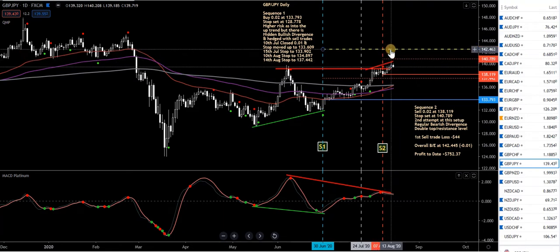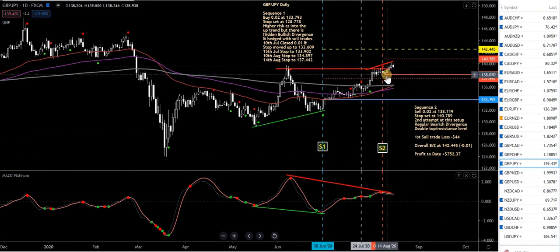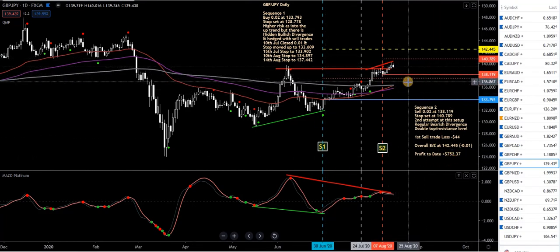Overall break even is up here, so as long as price remains below that, we're in profit for both trades that are open at the moment. So hopefully it might roll down, but nothing happening at the moment.